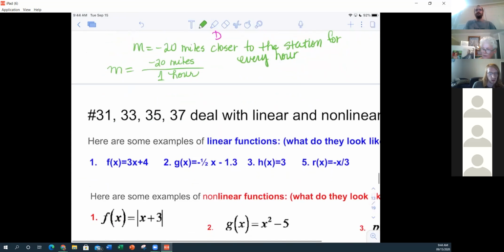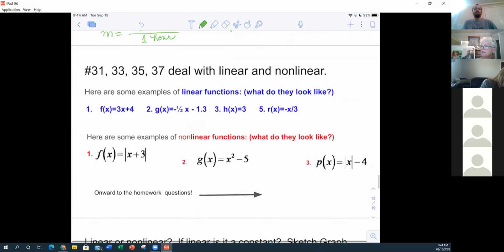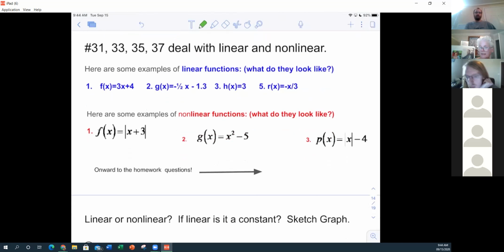Okay, so the next 4 problems deal with linear and nonlinear, and hopefully you watched the video and got a very clear concept of this. But let's look really quickly at some examples of linear functions. This first one, f of x equals 3x plus 4. What's the y-intercept there?